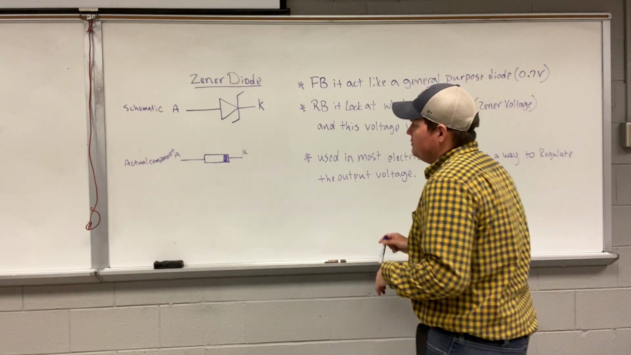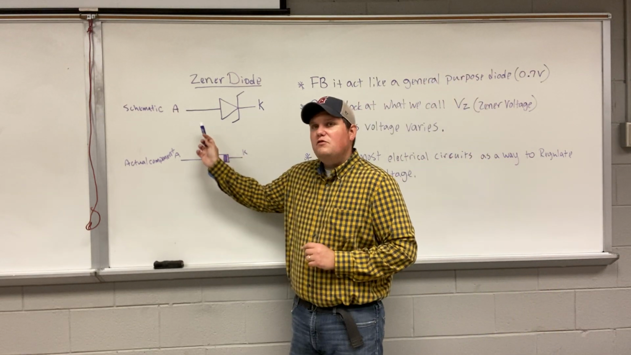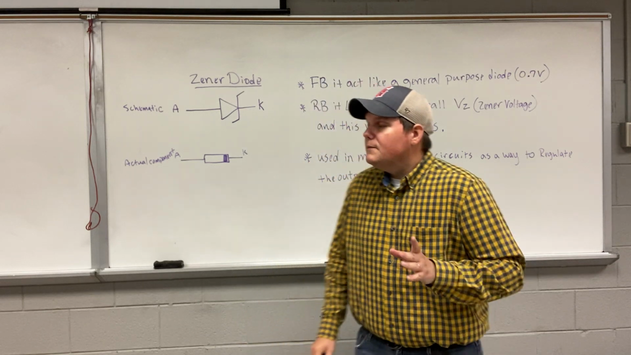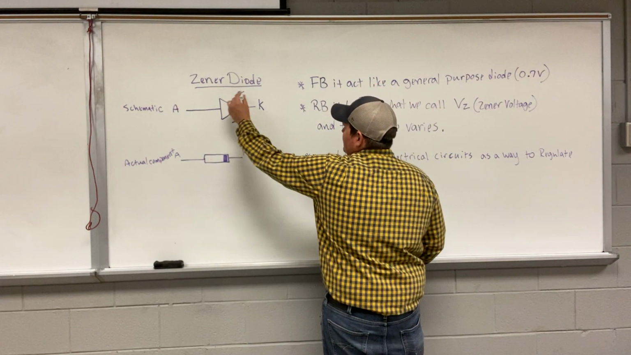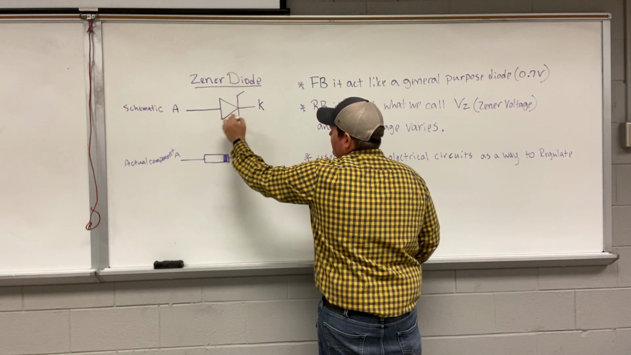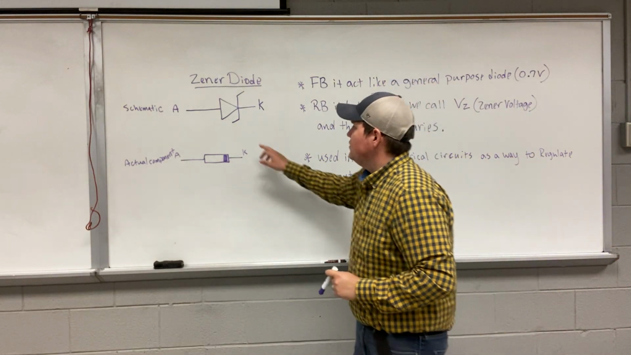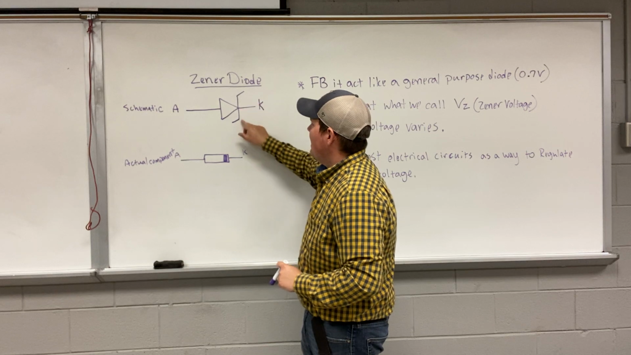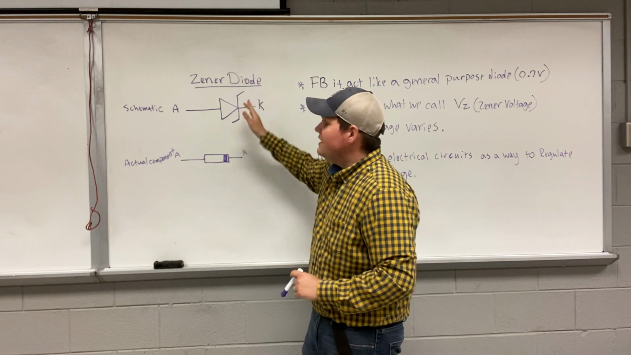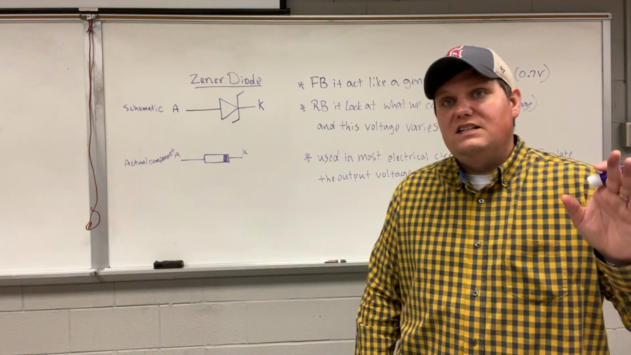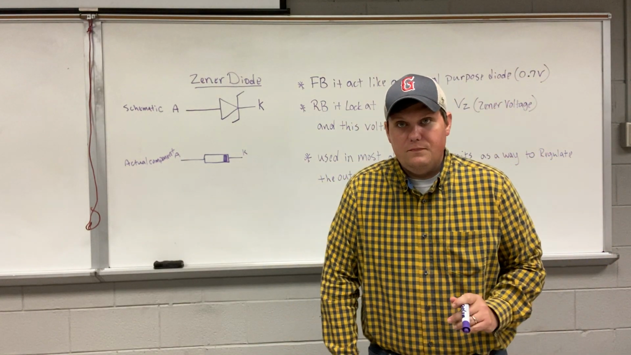All right, so looking at the Zener Diode. This is the schematic symbol. It's very, very close to the diode schematic symbol. However, it's got the additional little lines right here. So on a schematic, if you see a diode symbol with these lines here in addition, that is indicating that it is a Zener diode.